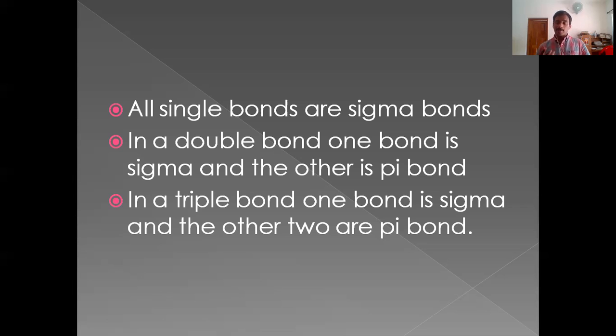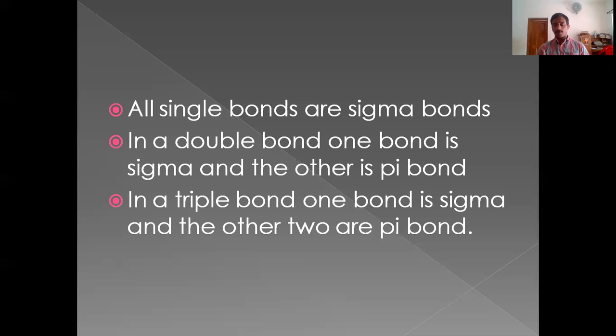But consider the case of carbon. What is the electronic configuration of carbon? 1s2, 2s2, 2p2. The valence shell is 2s2, 2p2. 2s2 is a pair of electrons. 2p2 has two unpaired electrons. So carbon has only two unpaired electrons. So how many bonds are possible in the case of carbon? Your answer will be two.